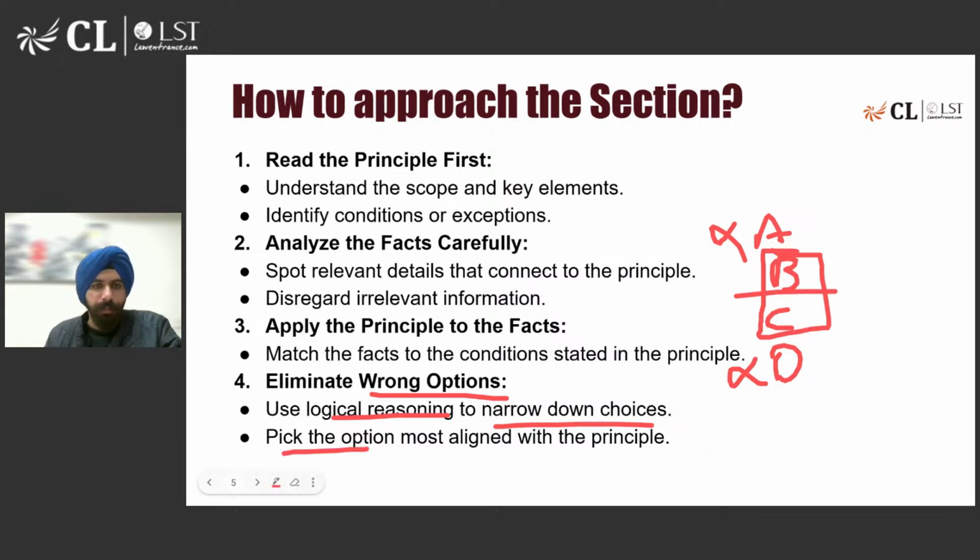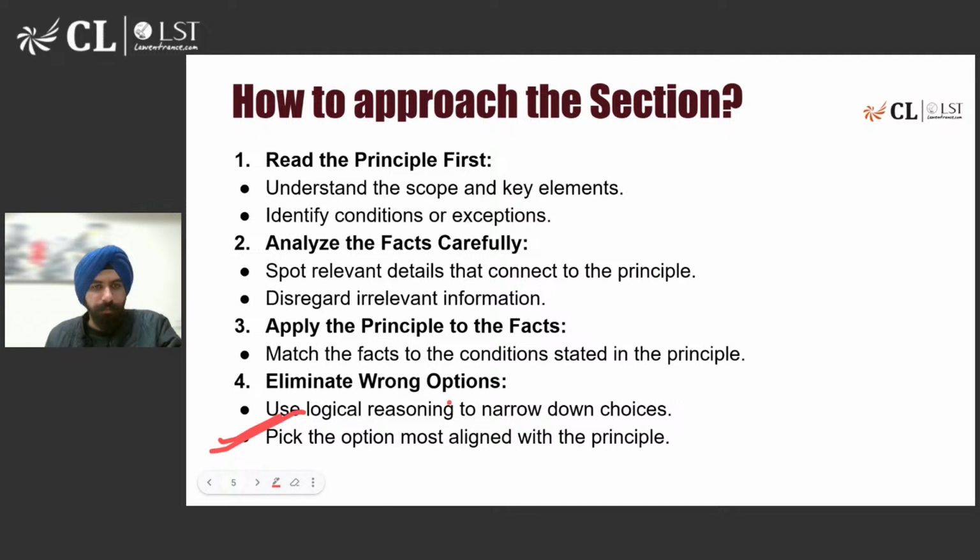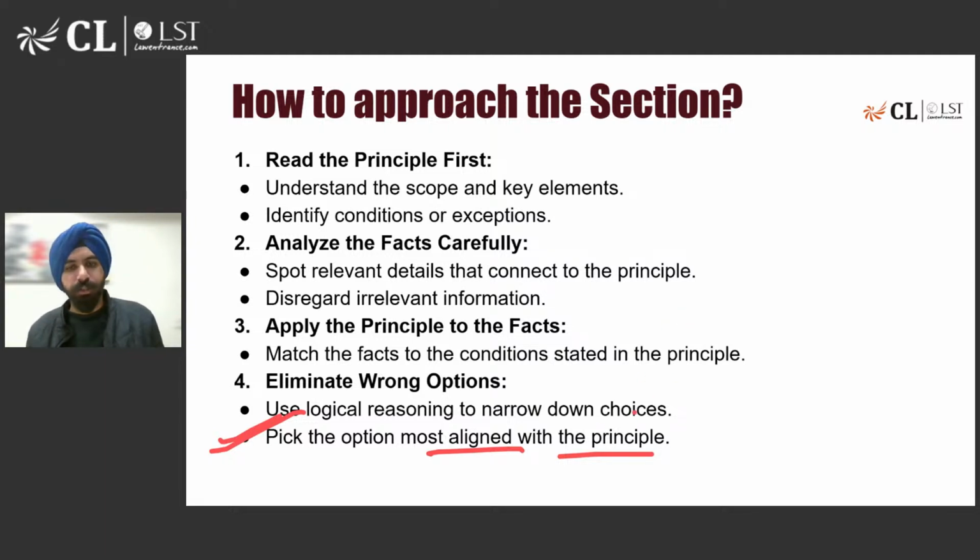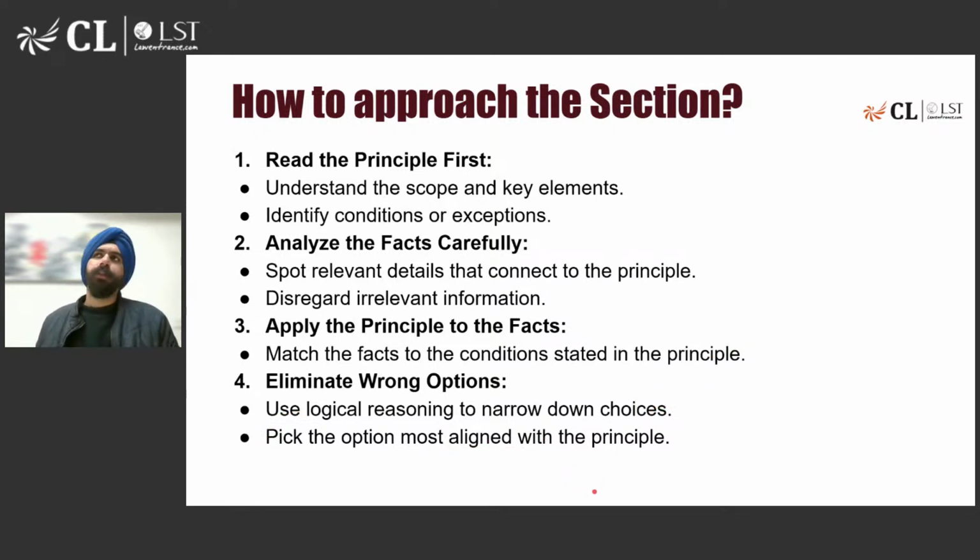And then you would obviously pick the option which is most aligned with the principle, which is most closely following the principle. This is a very important point which you have to keep in mind while solving questions of legal reasoning, because this is where a lot of students go wrong. They trust their intuition, gut feeling, whatever you might call it, but do not check which option is aligning more with the principle. The one which aligns most with the principle is 99% of the times the correct answer.